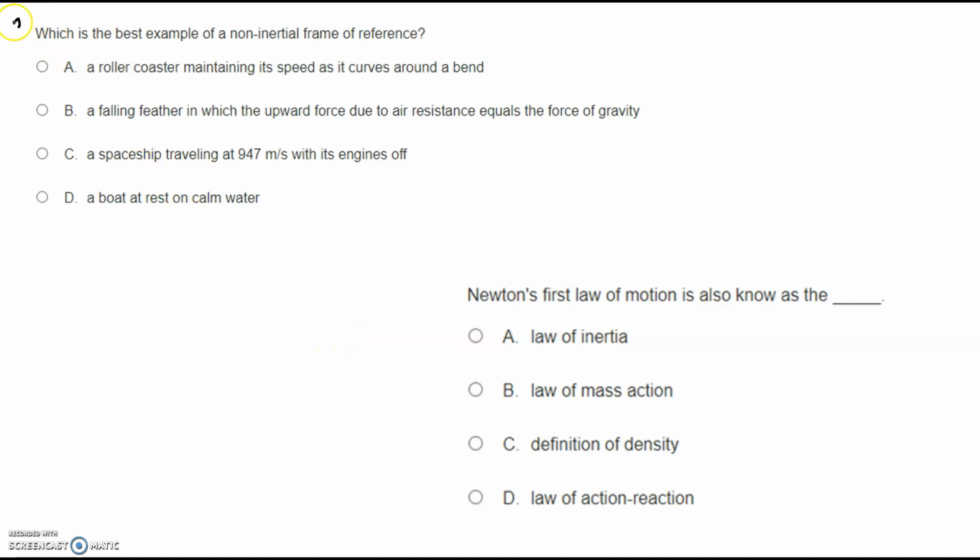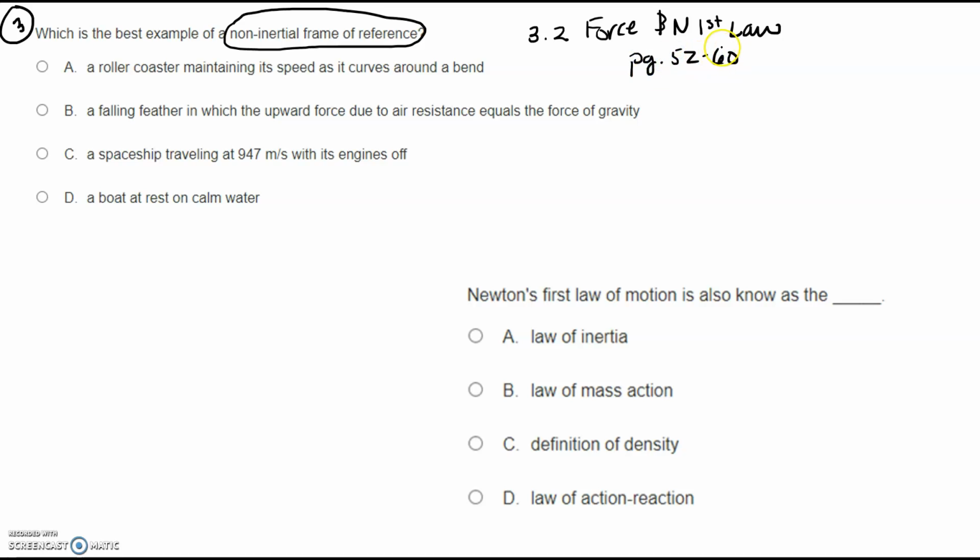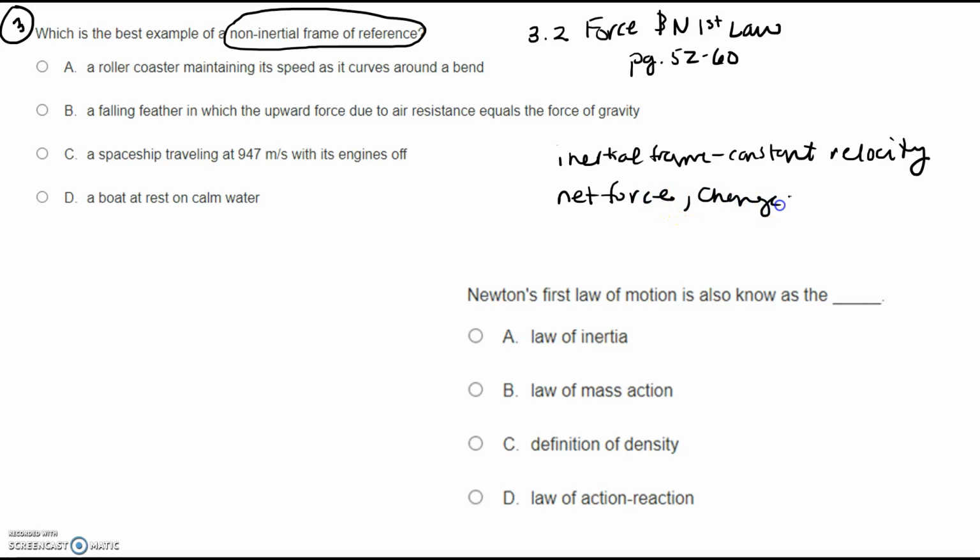This is number 3. Which is the best example of a non-inertial frame of reference? So I had to go back in your book, in section 3.2, force and Newton's first law, on pages 52 to 60 in the lesson. An inertial frame has a constant velocity. So anything that is experiencing a net force greater than 0 has a change in velocity and will not be an inertial frame.